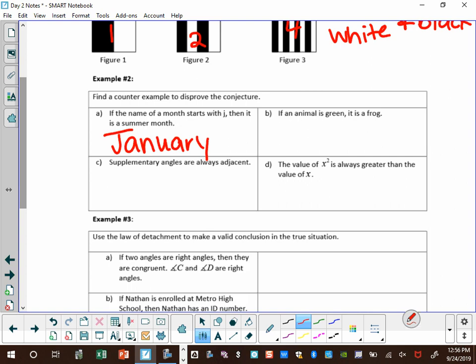Letter B says if an animal is green, it is a frog. False. What could it be? Snake. What else could it be? Gecko. What else could it be? A lizard. We could go on and on, okay?